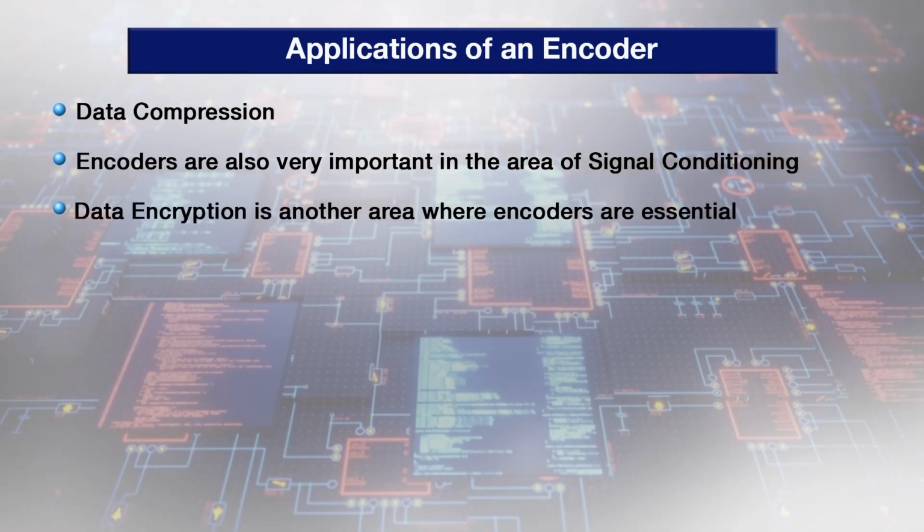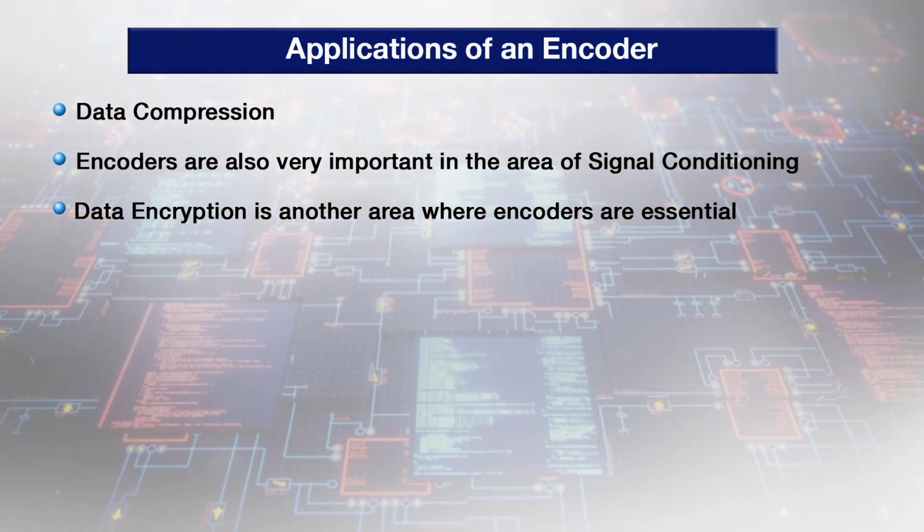Data encryption is another area where encoders are essential. Encoders are employed in encryption algorithms to transform plain text data into a coded or encrypted form, making it difficult for unauthorized access to sensitive information. This is crucial for securing data in applications like online banking and communication.